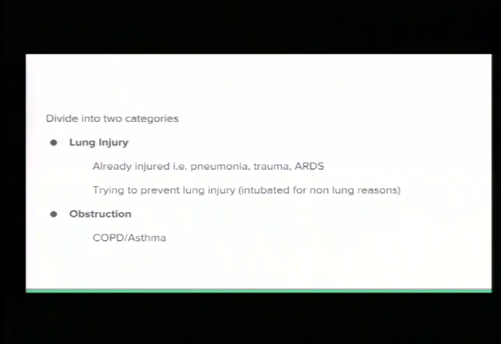So most of your patients, if they're not COPD or asthma, are going to be in that lung injury category. So pretty simple. COPD, asthma are in your obstructive category. Those are the only two. Everything else is either an injured lung or preventing an injured lung. Makes it much easier to think through your process and how you want to set your vents up.